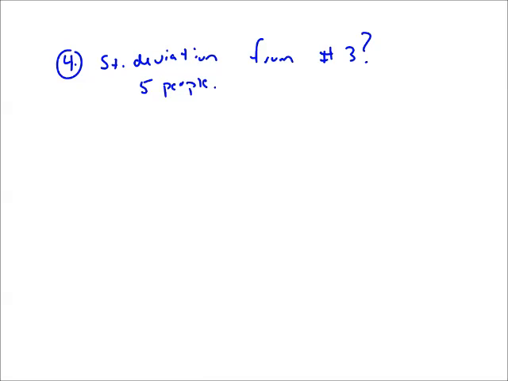Number 4. What is the standard deviation from number 3? So in other words, 5 people, assuming independence. Well, what's the standard deviation of 1? It's 1.14. Standard deviation of another one, 1.14. Of another one, 1.14. And so on, 1.14 each.